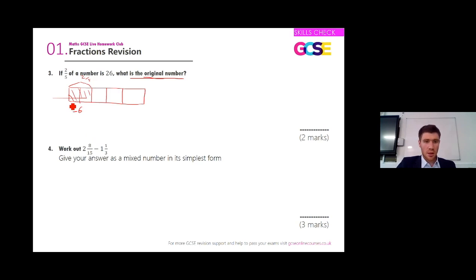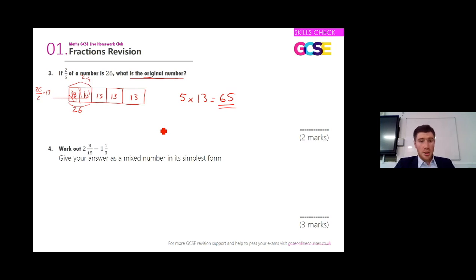Okay, so if I want to know what 1/5 is, I'm going to halve that. Each of these bars is worth 26 divided by 2. It's 13. Okay, so I've got 13 here, I've got 13 here, and I can think about all of my bars as being 13, so I'm then able to find the total amount. So that's obviously 5 lots of 13. 5 times 13 is equal to 65. That would be the answer that we were after.